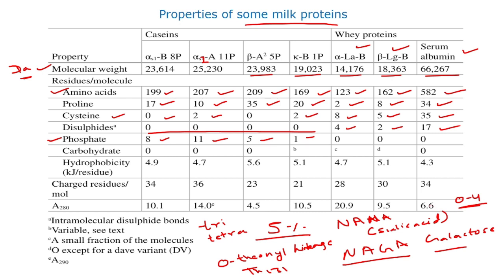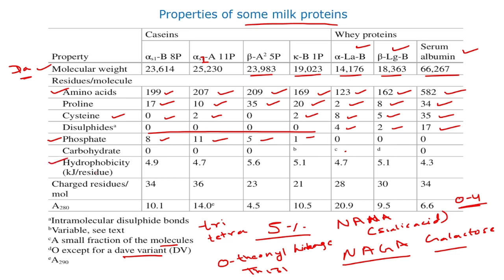So you can see that in alpha lactalbumin only a small fraction of molecules have carbohydrate. In beta lactoglobulin, again this is the variant, it is not present. And as such, whey proteins do not have carbohydrates.